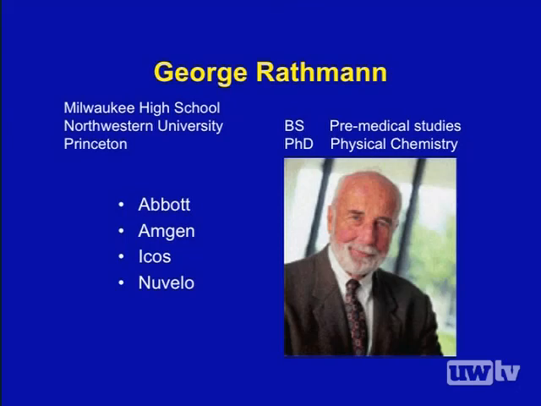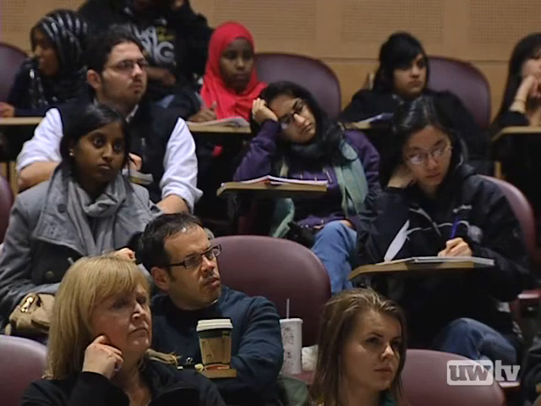He was a leader at the Abbott Pharmaceutical Company and then started the company Amgen, and then another company in Seattle called ICOS, some of you have heard of, and then another company, Nuvello. But he was a man who started out, like many of you in his career, thinking he wanted to be a doctor. But while he was an undergraduate student, he got interested in chemistry and then in research and decided to go the way with his career to become a PhD researcher.